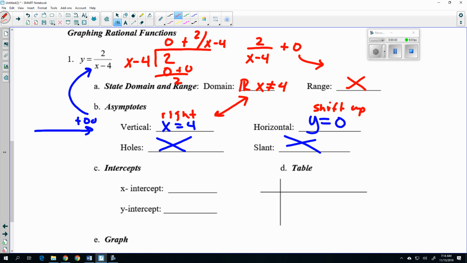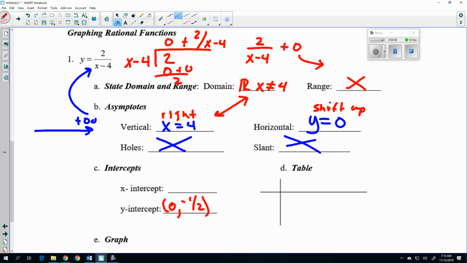Okay, intercepts. So they are ordered pairs. I like to find the y-intercept first. It's much more straightforward. Put 0 in, and what do I get out? And so 2 over negative 4 is negative a half.